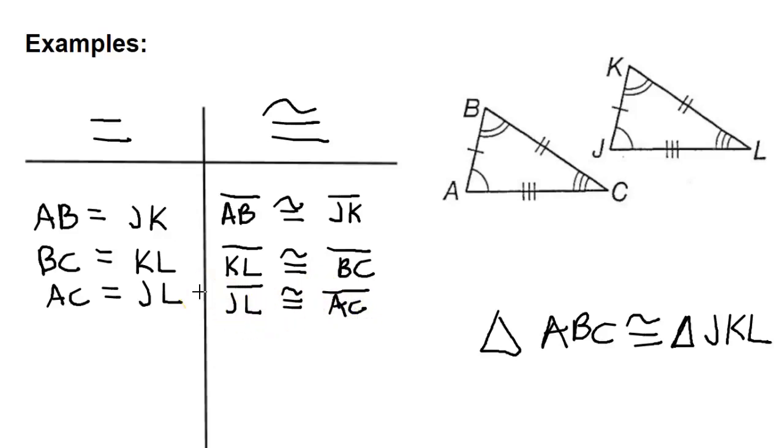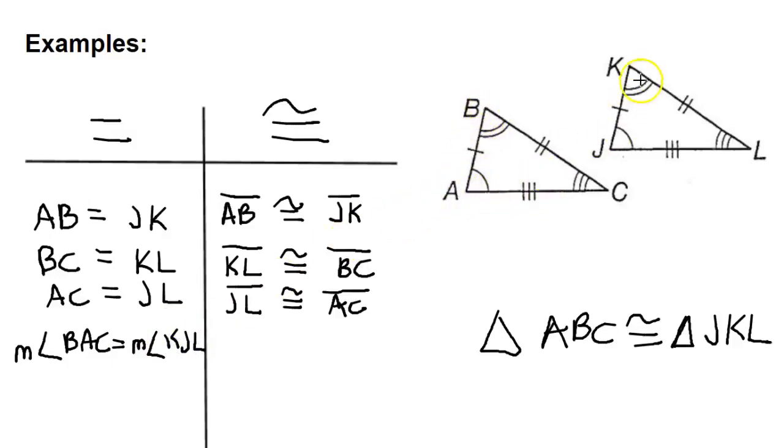Now let's talk about the angles. I can see here angle A is congruent to angle J, B and K are congruent, and L and C are congruent. But if I use the three-letter names, I would say that the measurement of angle BAC is equal to the measurement of angle KJL. So that's this angle here.